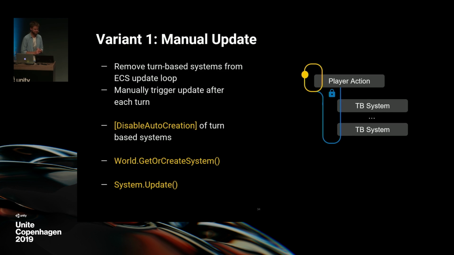The first thing, manual update. The idea here is pretty simple, especially when you come from the more traditional world. You've been doing something like this implicitly. So why not just take all the turn-based systems out of the normal update loop and update them ourselves whenever we need to? Luckily for us, there is some ECS boilerplate code that helps us do so. There's an attribute that we can put on any system, called disable auto creation, which will turn this system into one not managed by ECS. So ECS will not automatically create the system for us. It will not update it for us. Instead, we can query for the system ourselves and update it manually.